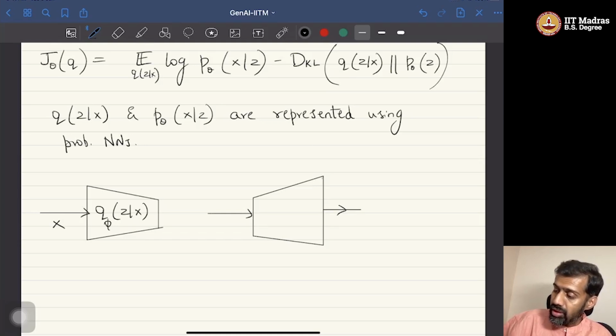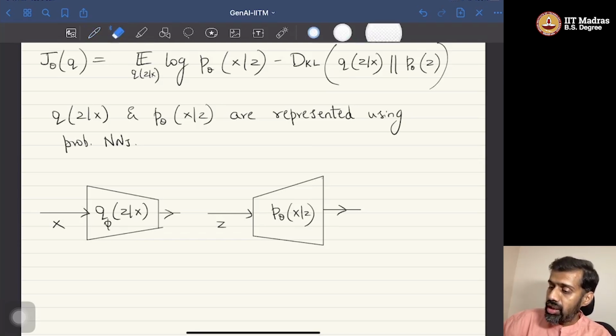So this will take a z, let's call this p theta of x given z, where theta are the parameters of this neural network, and this will give you the parameters of the distribution p theta of x given z. Okay, so the diagrams are not to scale, because the dimensions are not represented using the size of the figure. They are not to scale.